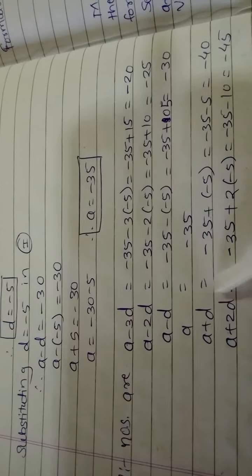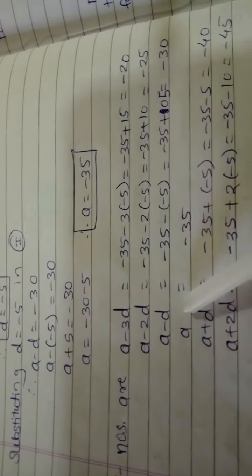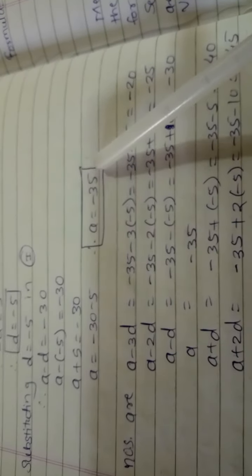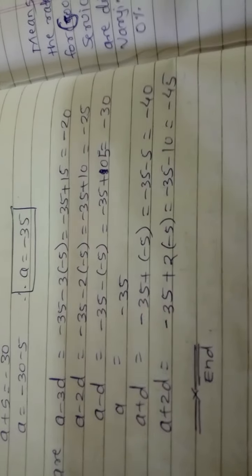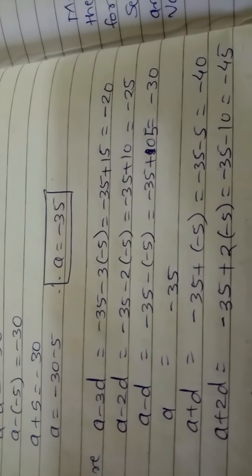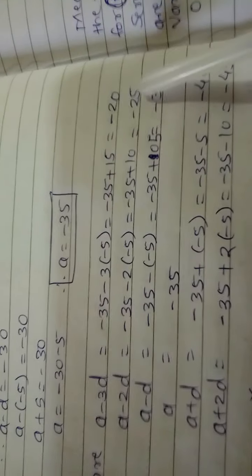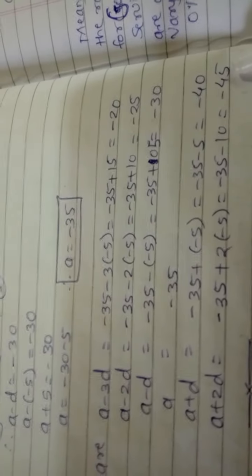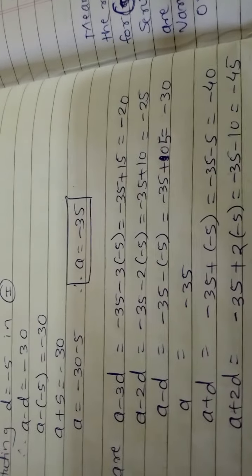And so we have to find the answer. The given terms are a minus 3d, a minus 2d, a minus d, a plus d and a plus 2d. We just have to put in the values of a and d, where a is minus 35 and d is minus 5. Just put them in and we get the answers: minus 20, minus 25, minus 30, minus 40 and minus 45. So these are the temperatures recorded.